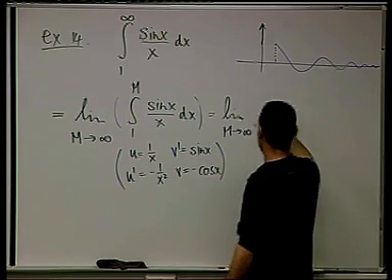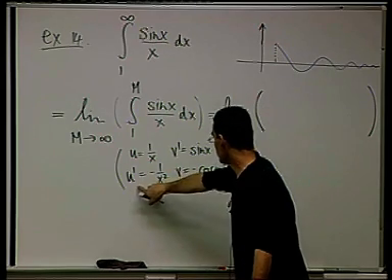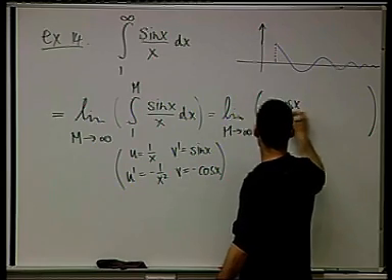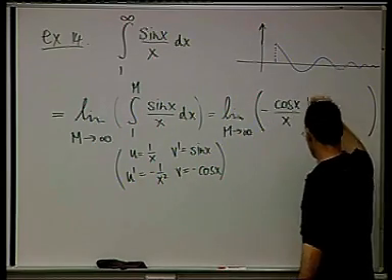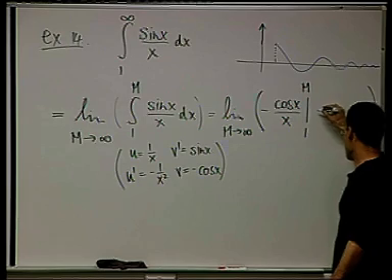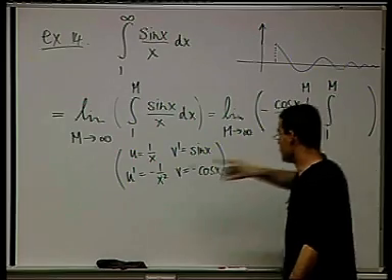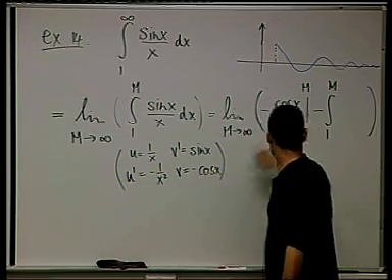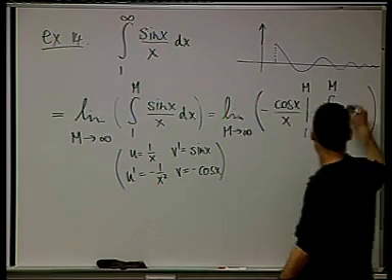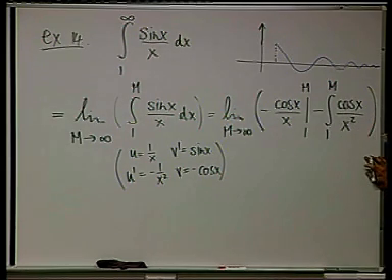So what do I get? I get the limit of, and here I have u times v, so negative cosine x over x, evaluated between 1 and m. It's the definite version of integration by parts, minus the integral from 1 to m of u prime v. So it's a minus, minus, minus. All in all, we're left with a minus cosine x over x squared. Do you agree?